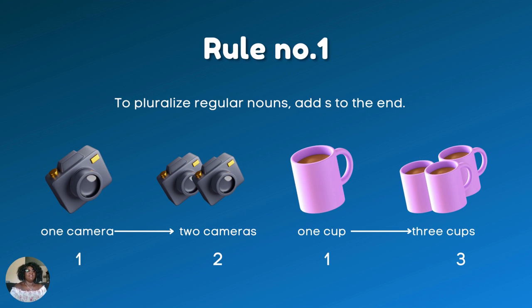Rule number 1. To pluralize regular nouns, add S to the end. So example 1, we have one camera. One camera is singular, but if we want to make it plural, we have to say two cameras by adding the S to the end of the word camera. So we go from one camera to two cameras with the S on the end.